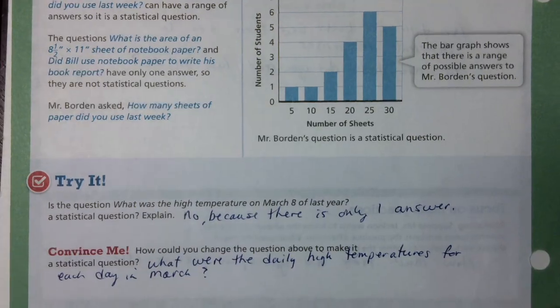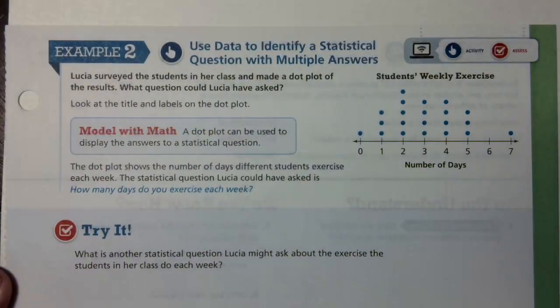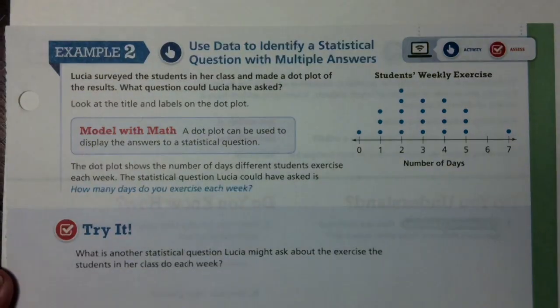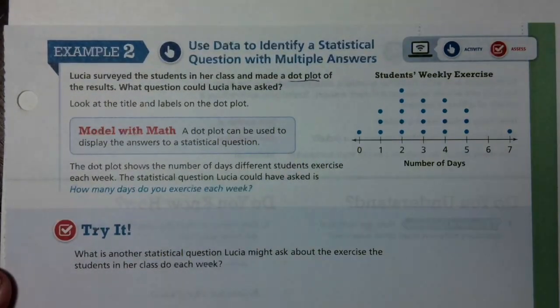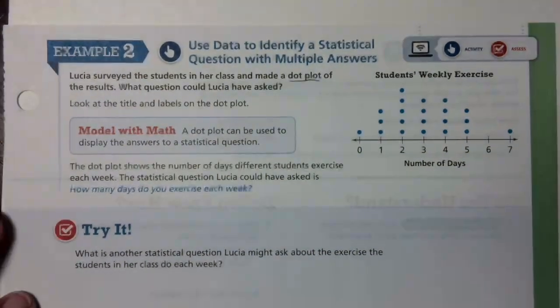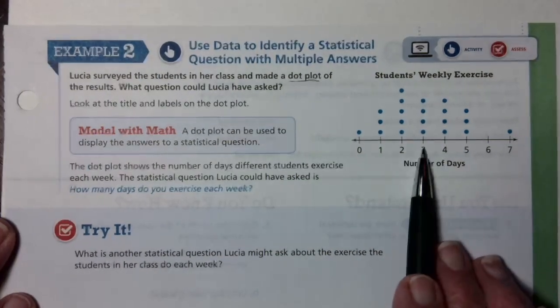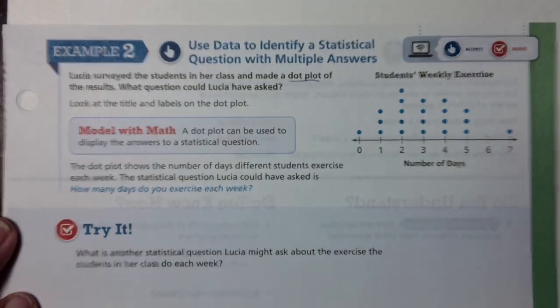All right, so far we have seen data displayed in a tally chart. We've seen it in a bar chart. Look at this one. Lucia surveyed the students in her class and made a dot plot. This is called a dot plot. What question could Lucia have asked? Look at the title, Students' Weekly Exercise, and these right here could represent different types of exercise. Ooh, nobody liked this one.